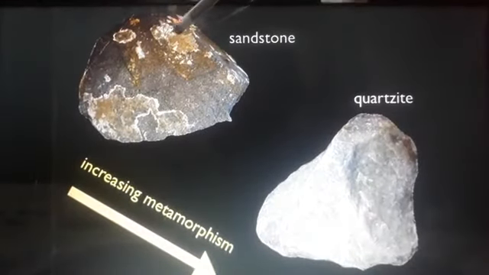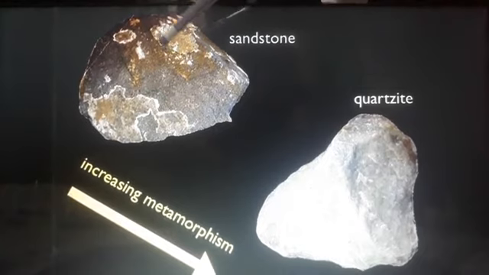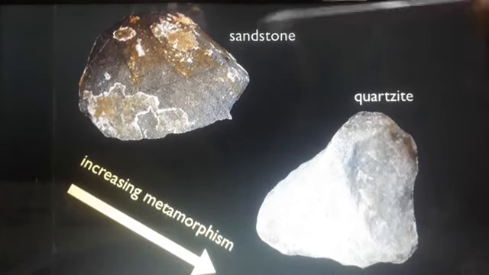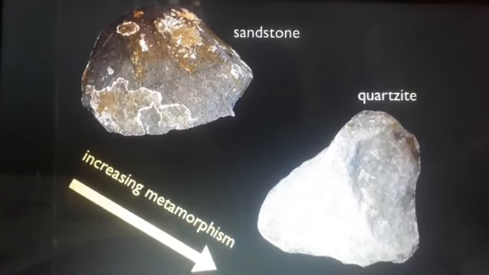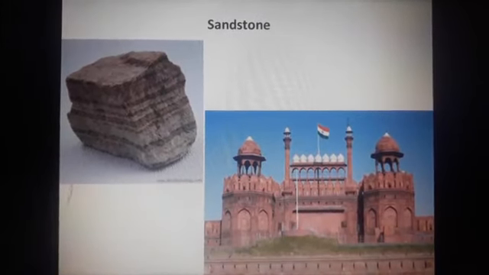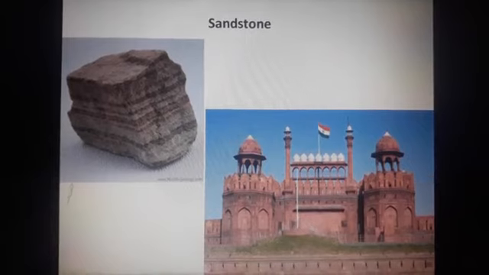Here you can see the sandstone. So under the pressure and heat it is transformed to a metamorphic rock, and this is known as quartzite. Sandstone is a sedimentary rock, you know. Look at here. I showed it to you in the previous class, the sandstone, right? And you can see this one.